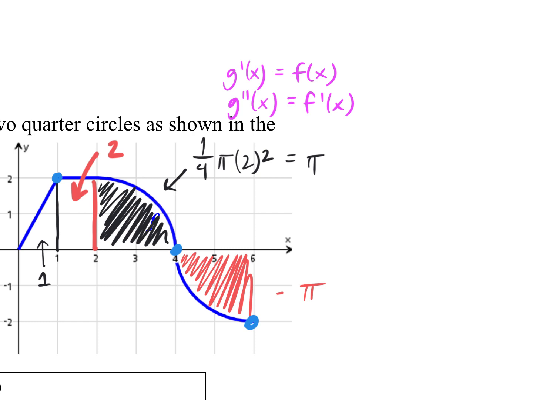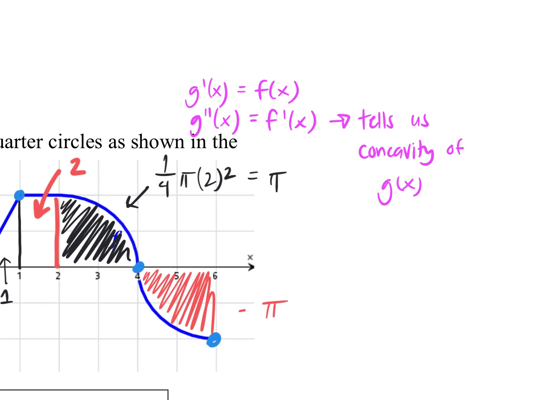So let's write ourselves a little note about that. Tells us concavity of g of x. And technically the first derivative tells us whether something's increasing or decreasing, right? Just kind of a reminder from last unit before break.